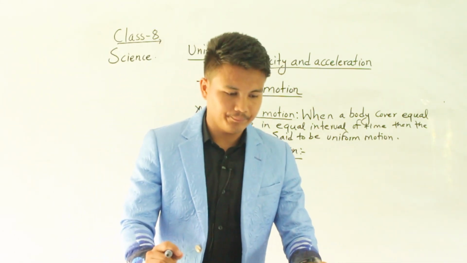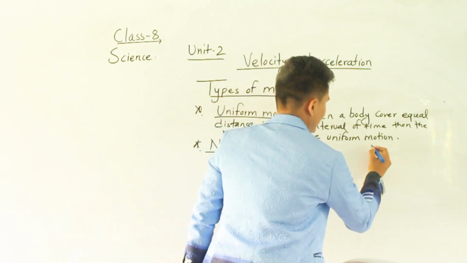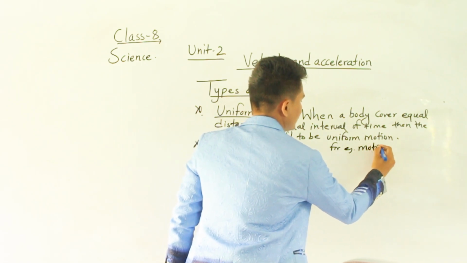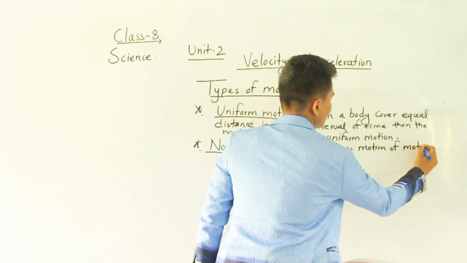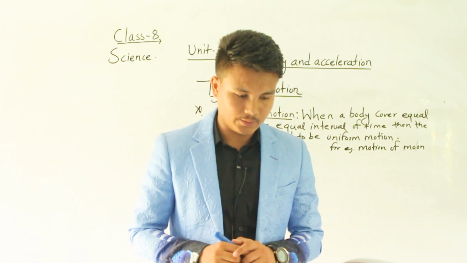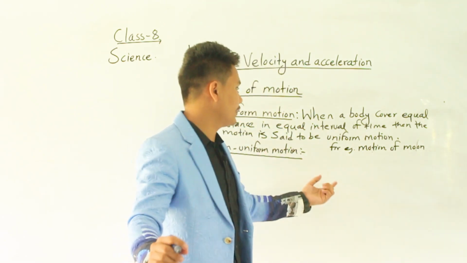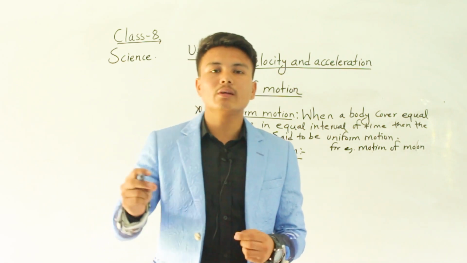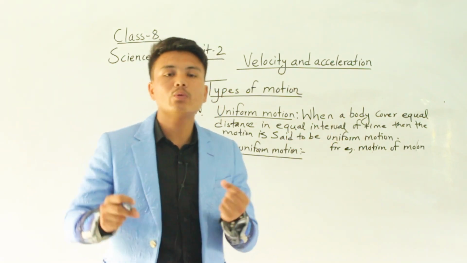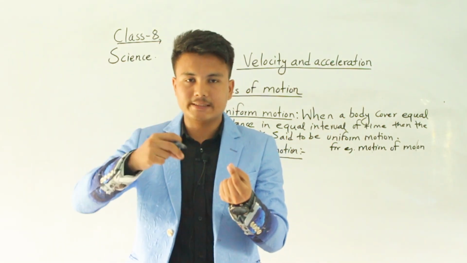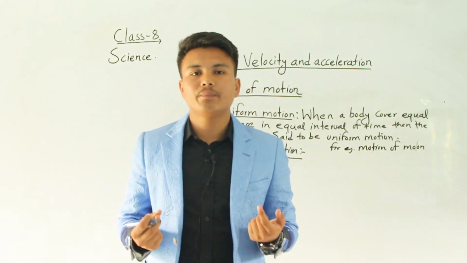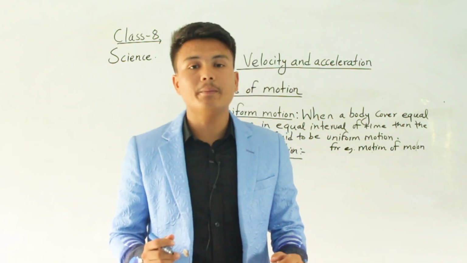Okay. So for example, I will give one example: motion of the moon while revolving around the earth. The moon moves around the earth with equal distance in equal interval of time; it covers the same distance in the same time. It means that the moon takes how much time to complete one round of the earth? It takes approximately 30 days, 1 month.